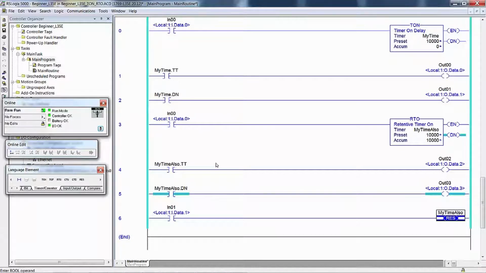While observing the RTO instruction and its associated control bits, switch input 1 to the on state and back to the off state. Now with the digital field device simulator, I can just reach over and push the push button so quickly that you didn't even see it go on. So I'll push the button and hold it down so you can see input 1 is going on.